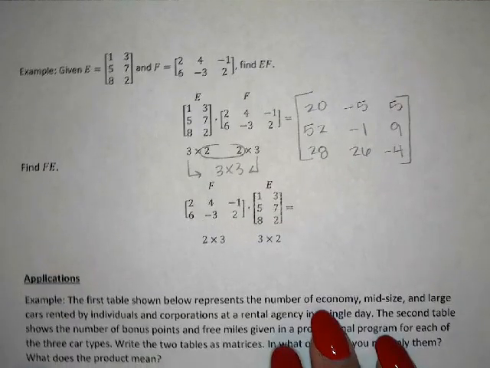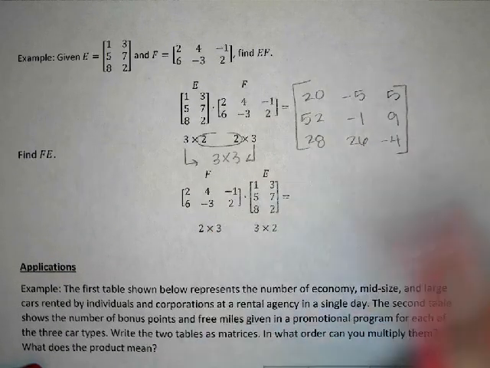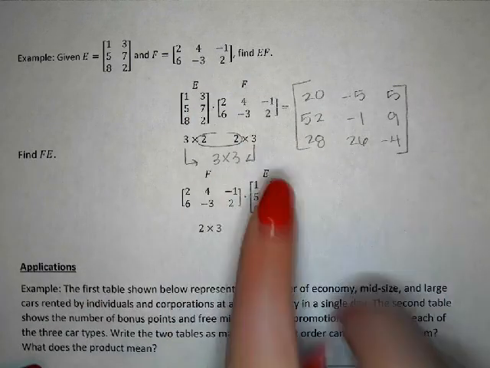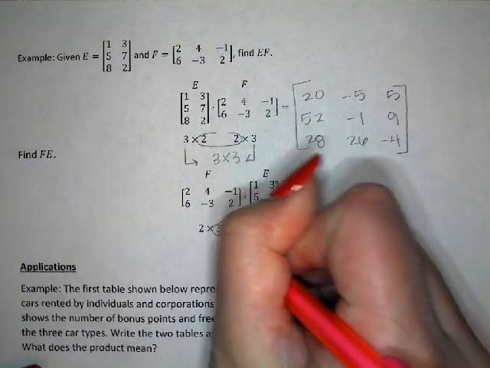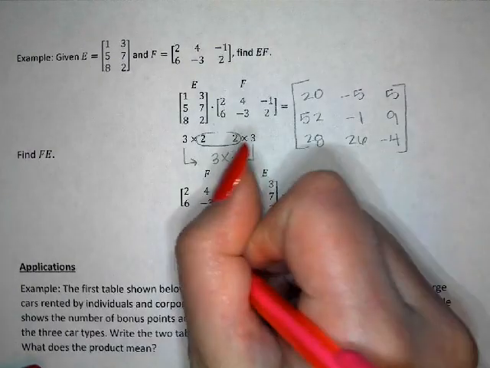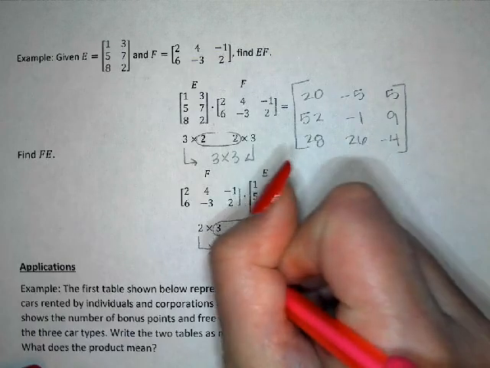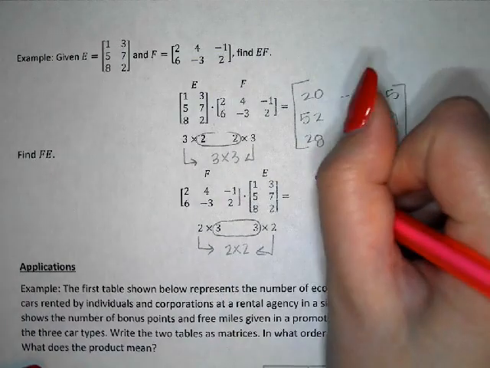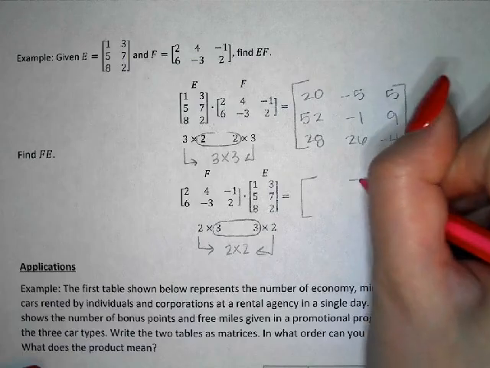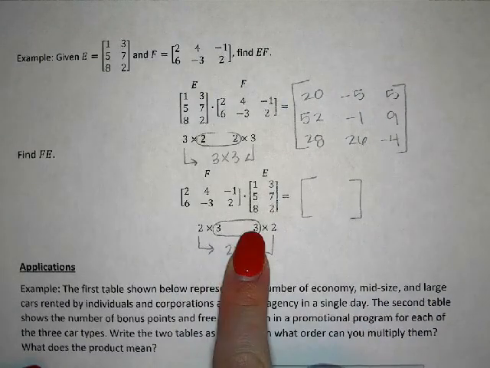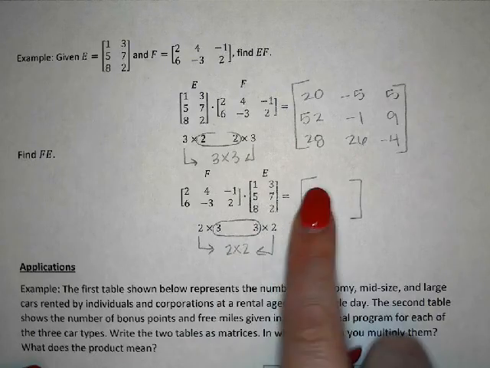All right, and then this last one, we are again switching the order. So we're going to multiply F times E and see that when you switch the order that you're multiplying in, you're going to get a whole different matrix as an answer. So our resulting matrix is going to be a 2 by 2. And this time we're going to have 3 numbers that we're adding together for each of those positions. So I'm going to have to be really careful.